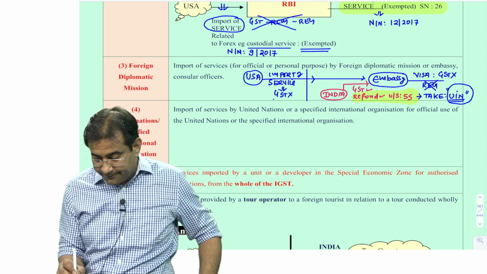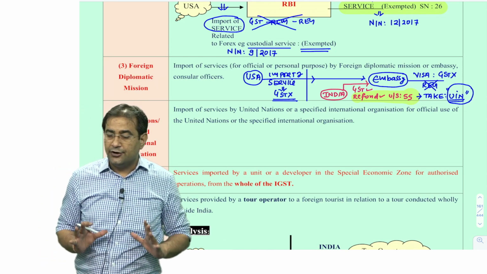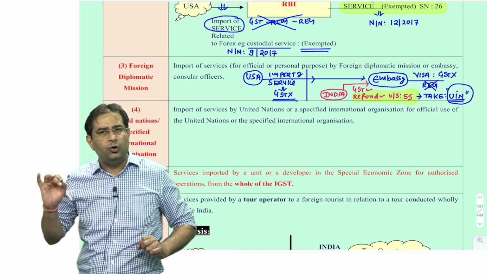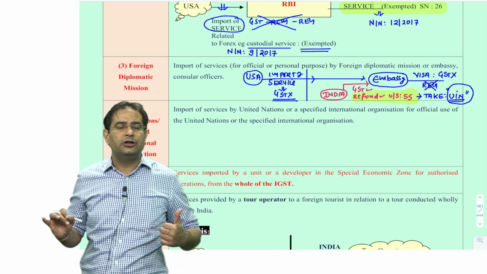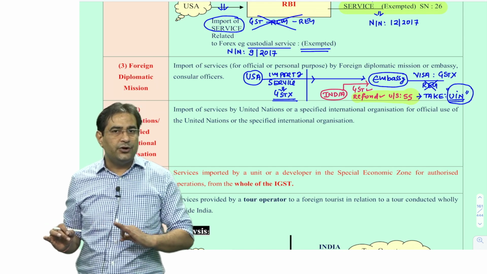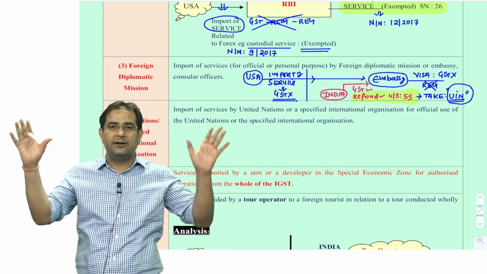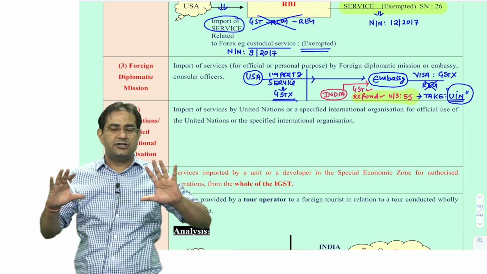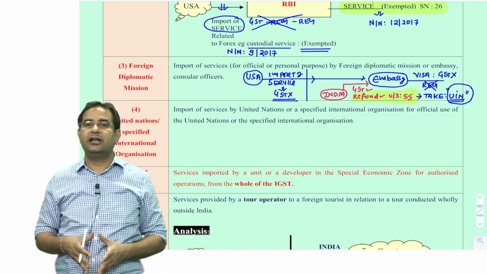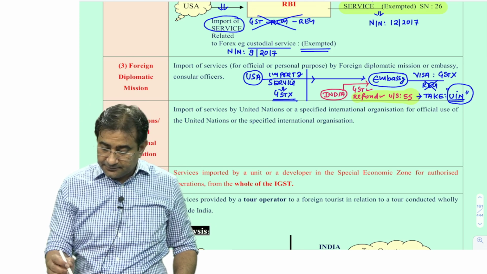So finally there is no GST with respect to the embassy, neither on the outward supply nor on the inward supply. So for the embassy, no GST, and this is the international practice. No kind of GST either on the outward supply or on the inward supply shall be collected. So that's why the government exempted the same.